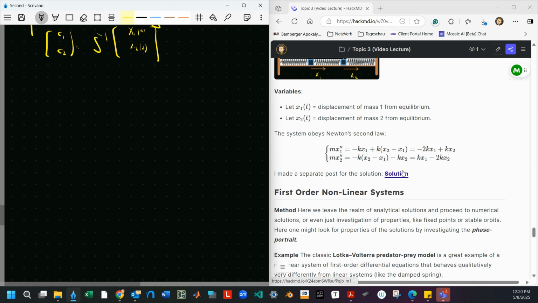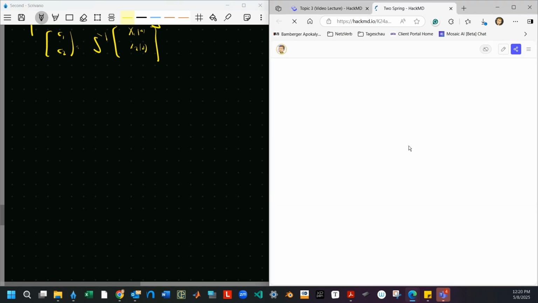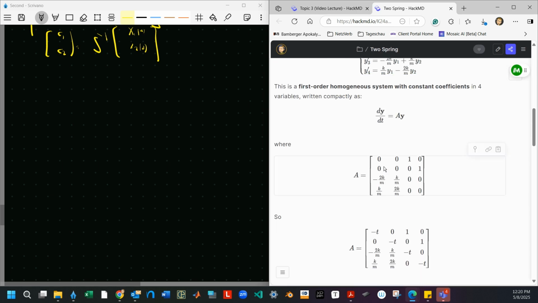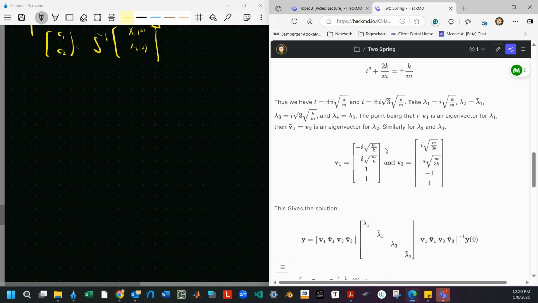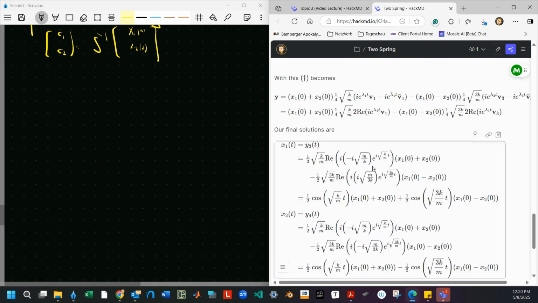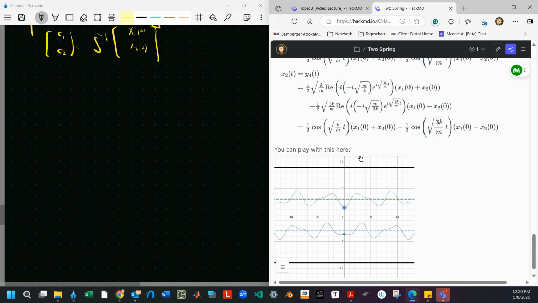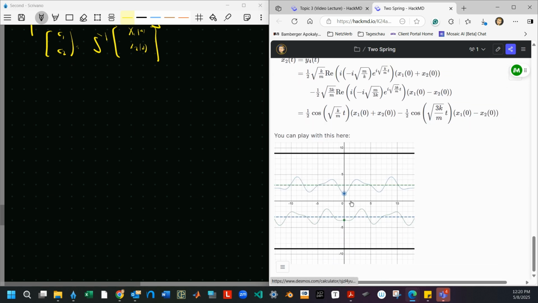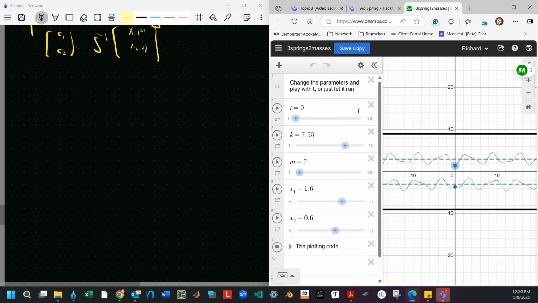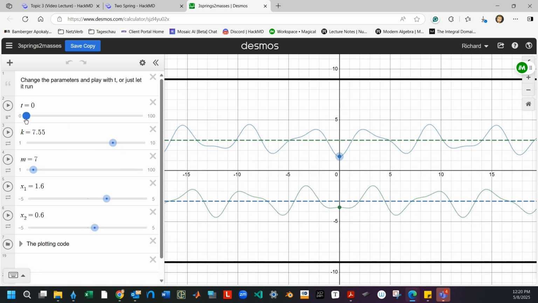Anyway, the solution's pretty long and messy, so I put that in a separate sheet you can click in and look at. I did all the work here by hand. I did use MATLAB to verify everything I was doing because it's super easy to make lots of mistakes. There's lots of math going on here. And then I gave you this little thing you can click on and play with, which is kind of fun.